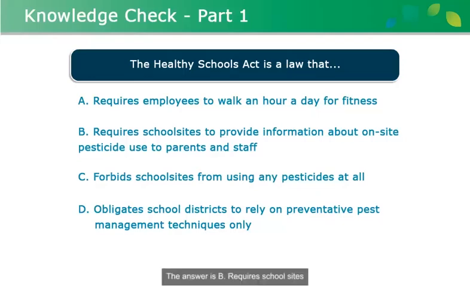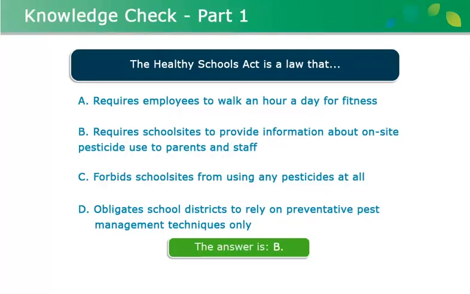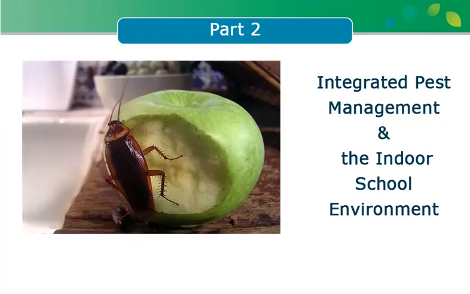The answer is B. Requires school sites to provide information about on-site pesticide use to parents and staff. Part 2. Integrated Pest Management and the Indoor School Environment.